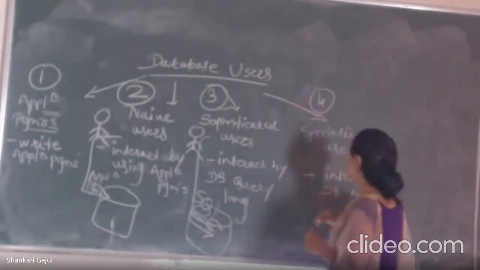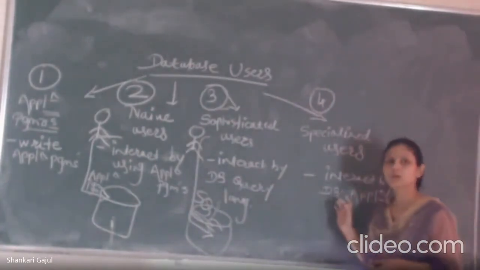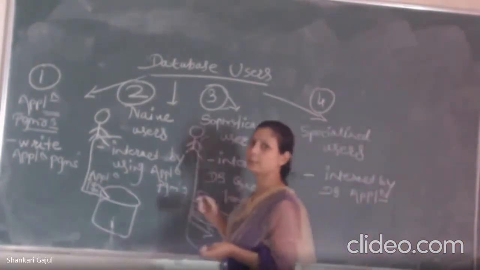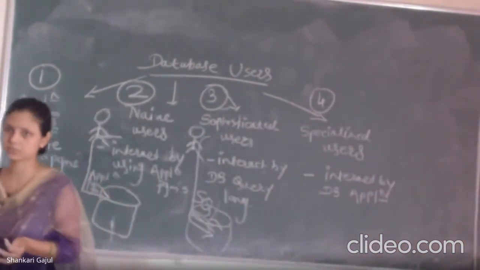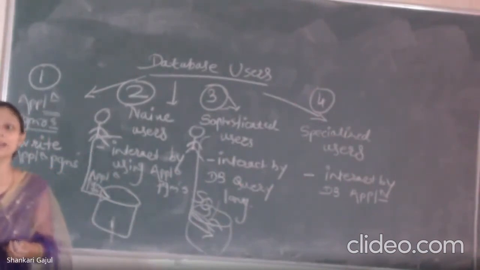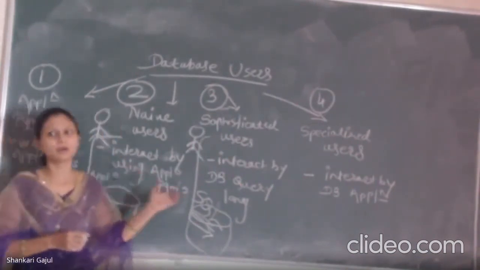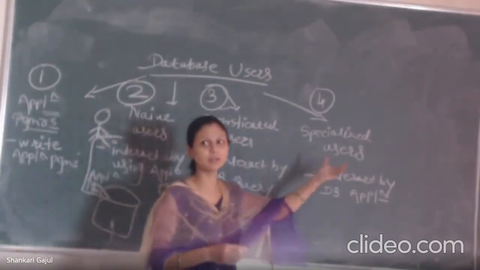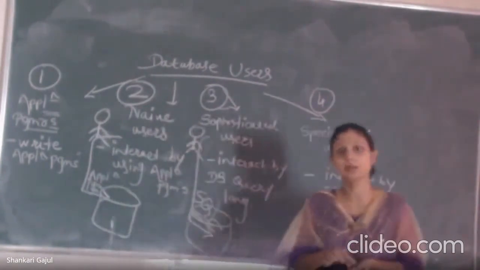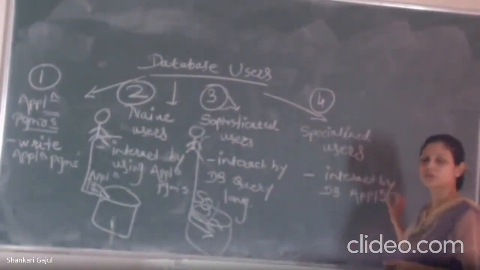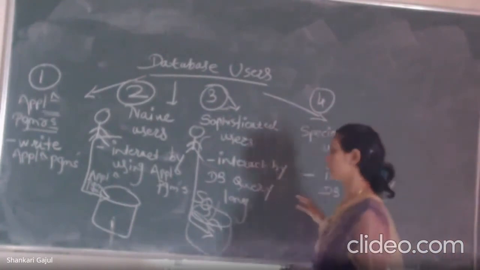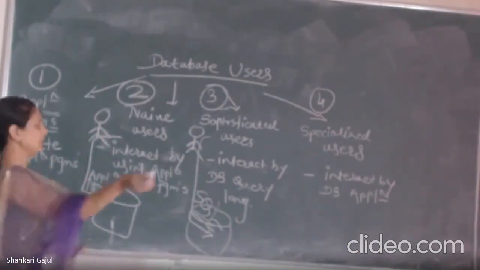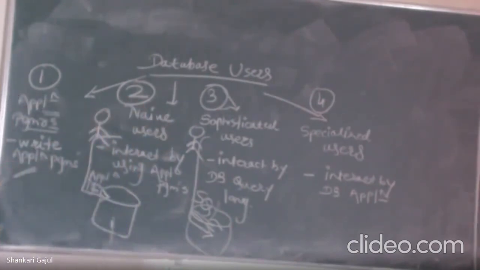What about the specialized user? This is one kind of user. They interact with the system by using the database application. So there is no need to write any application program or to use any query languages. The word specialized itself defines it. They are specialized in doing so and so operations on the system. For doing those operations, they require some kind of application programs. So obviously that has to be done by the application programmer.